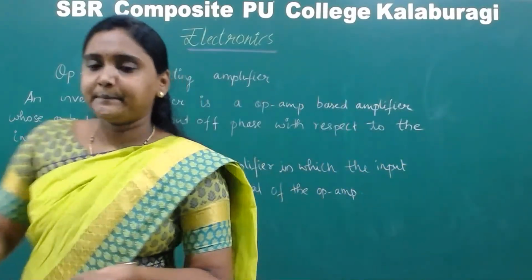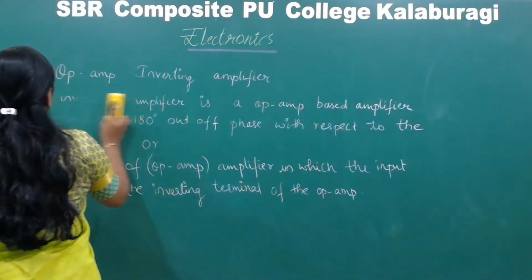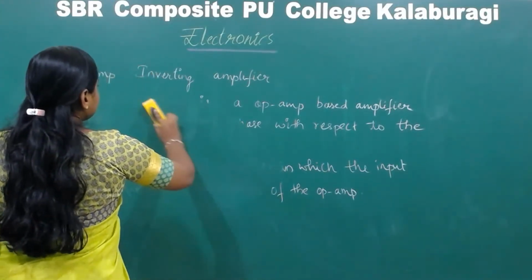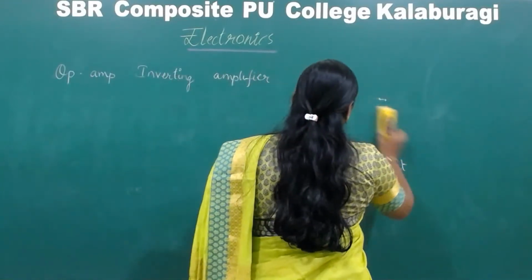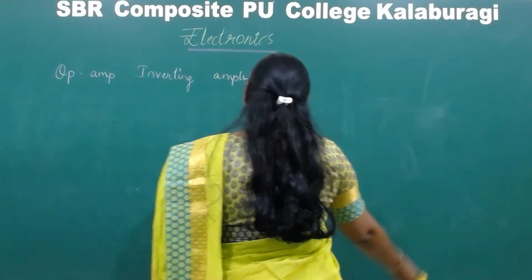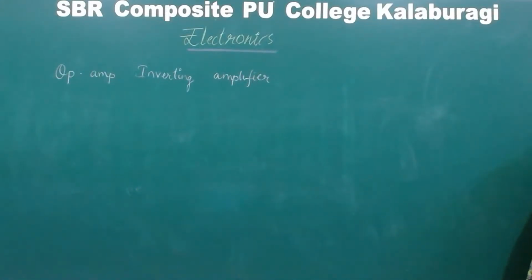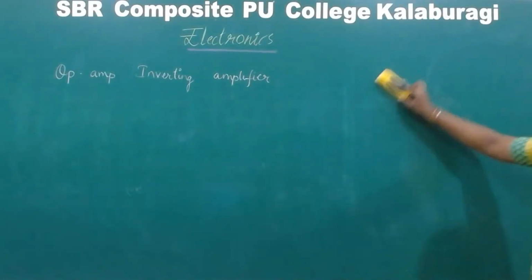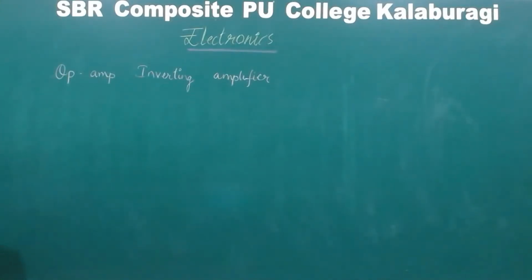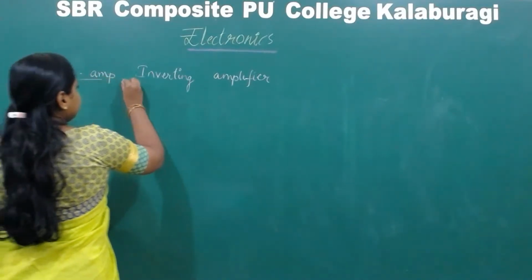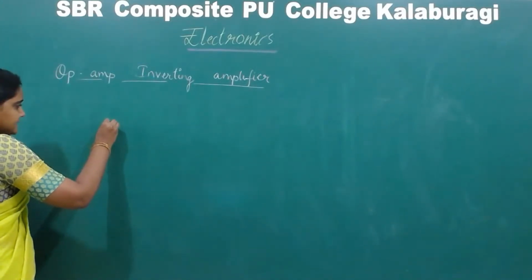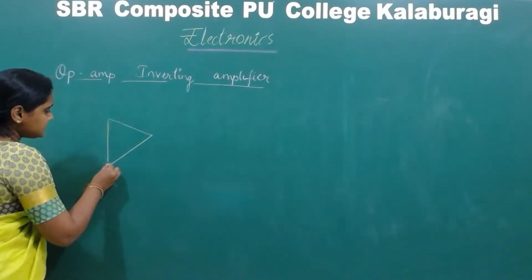Next we will move on to the circuit diagram and the derivation for the op-amp inverting amplifier. Starting with the circuit for the op-amp inverting amplifier, or the inverting amplifier using op-amp, I am drawing the circuit starting with the symbol.